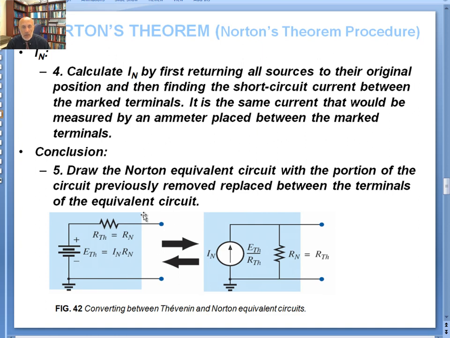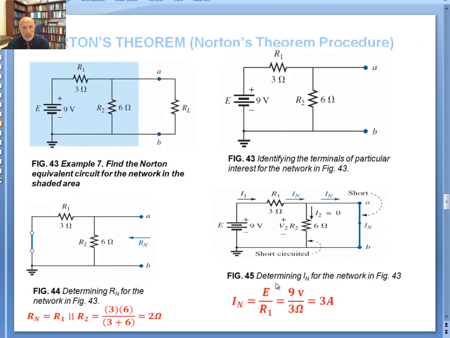And then after that, step number 5, you draw the Norton equivalent circuit, which again is an exact source transformation. So if I have a Thevenin, to convert it to the Norton, just take E Thevenin divided by R Thevenin. That was your I short circuit that we discussed already, and then you put R Thevenin in parallel, which is R sub N.